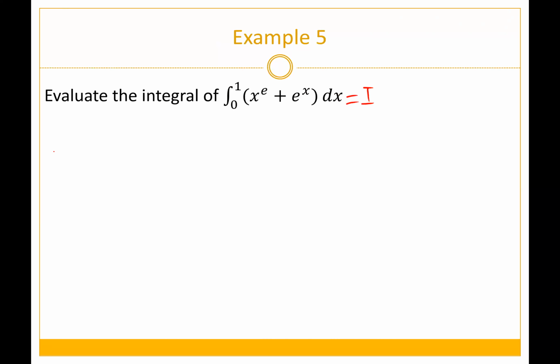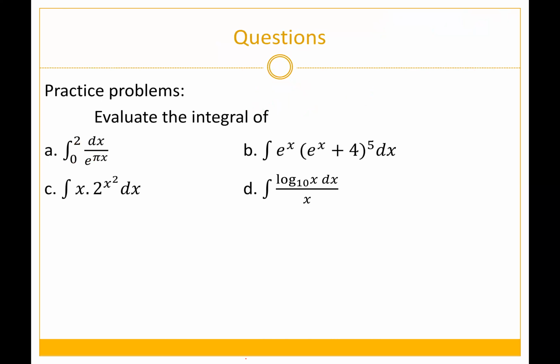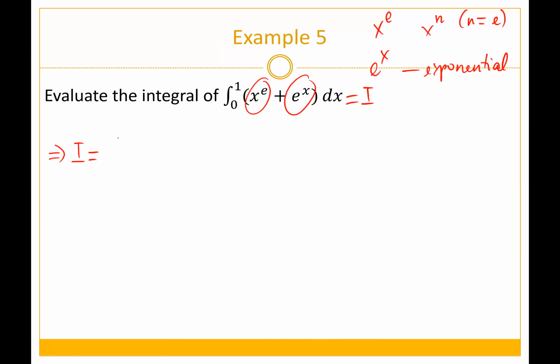First thing I'm going to do, since these two don't really have anything to do with one another: x to the e is in the form of x to the n, but n here is equal to e. But e to the x is an exponential function. They might look very similar, but they're not the same. If you can keep this spirit of distinguishing them, it's going to be really helpful in solving this problem. So I'm going to separate them now.